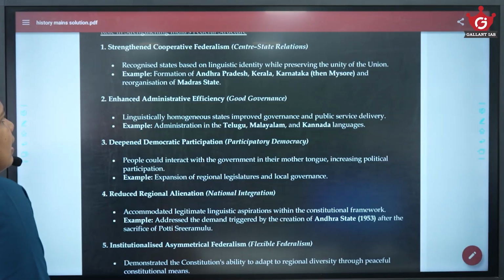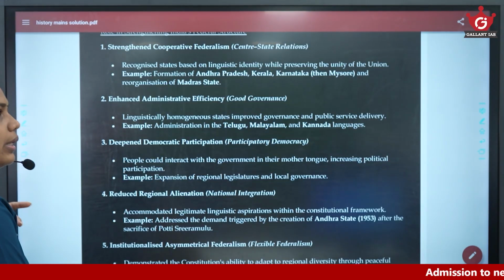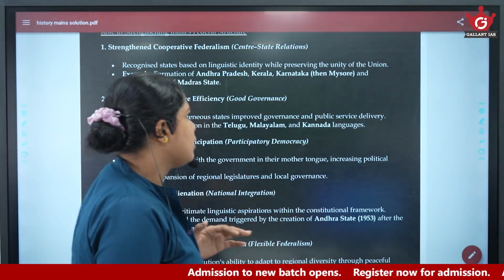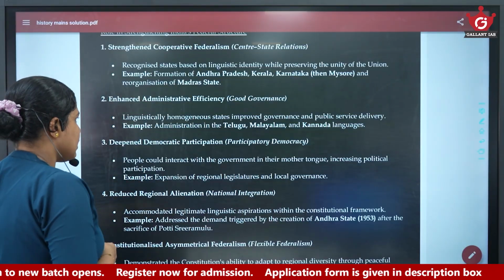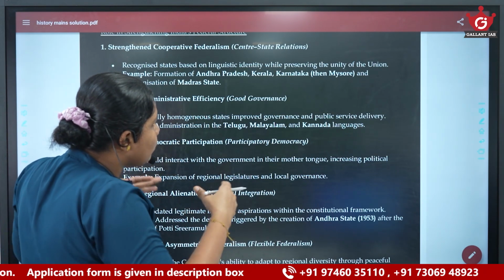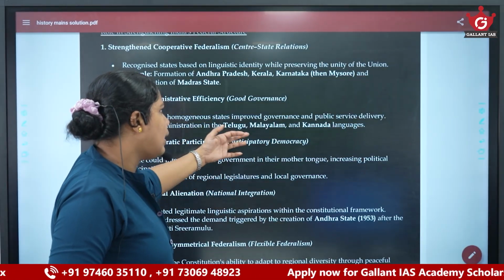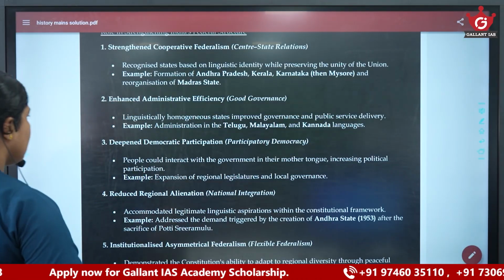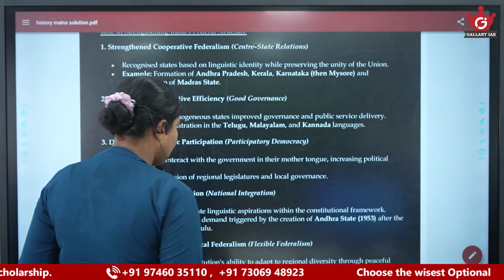For example, formation of Andhra Pradesh, Kerala, Karnataka, etc. Okay, it was based on linguistic diversity, so it helped in redefining the center-state relations. Okay, next is enhanced administrative efficiency, that is good governance. You can talk about the linguistically homogenized states, how it improved the governance and public service delivery, like administration in Telugu, Malayalam, Kannada languages. You can talk about it. Next, it deepened democratic participation, like expansion of regional legislatures and local government. You can talk about it.